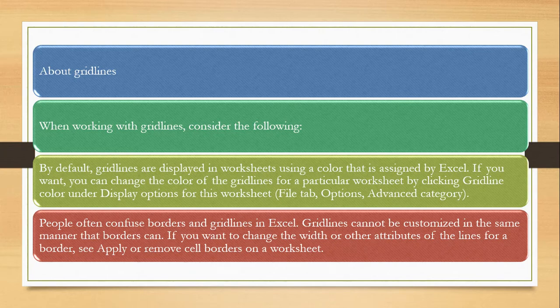What are grid lines? When working with grid lines, consider the following. By default, grid lines are displayed in worksheets using a color that is assigned by Excel. If you want, you can change the color of the grid lines for a particular worksheet by clicking Grid line color under Display options for this worksheet, in the File tab, Options, Advanced category.